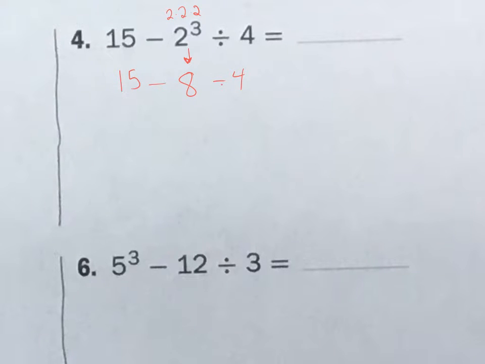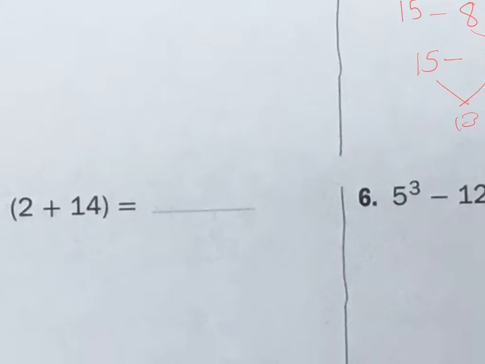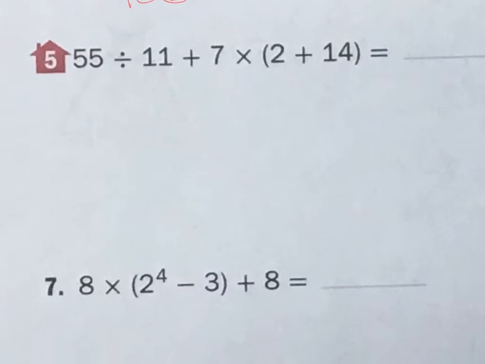Now I go to multiplying and division. I see I have a division here. 8 divided by 4 is 2. Bring everything else down just like it is. Now adding and subtracting. 15 minus 2 is 13. Good to go. Okay. Let's go on to number 5.